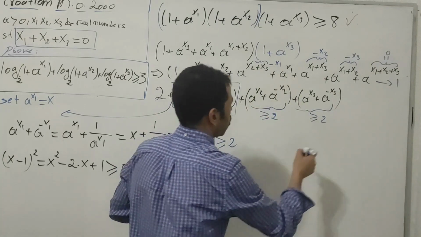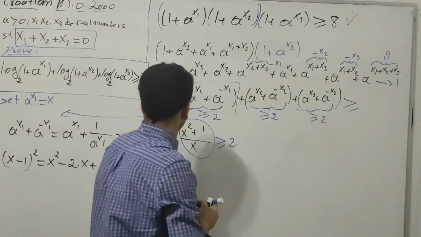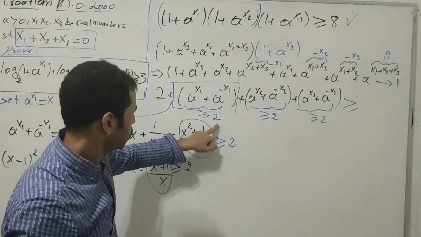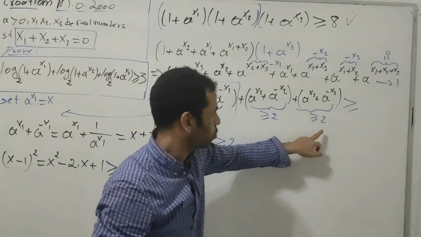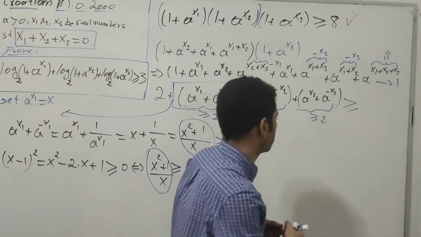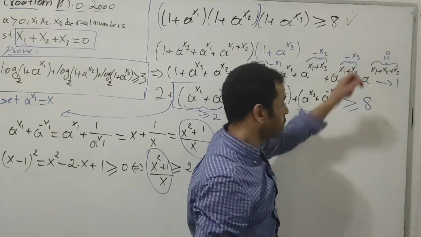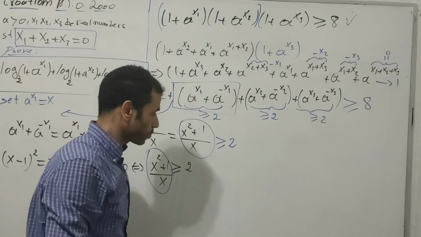That means the whole thing, if I take this original one, 2 plus 2 which is 4, plus 2 which is 6, plus 2 which is 8. So the entire thing is superior or equal to 8. Now I have proven this one. Now let's move on to our question.